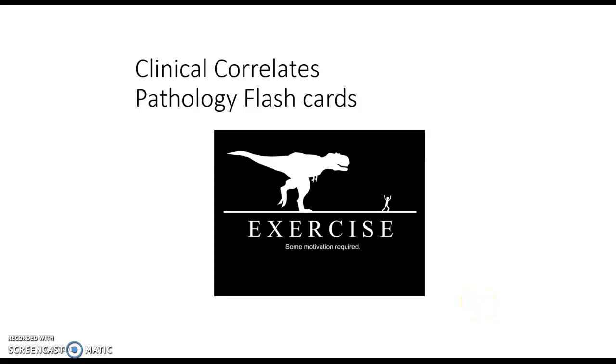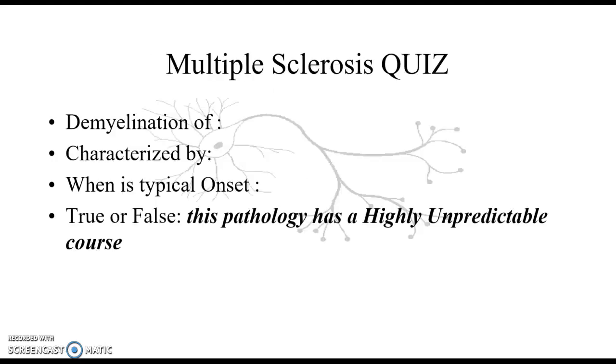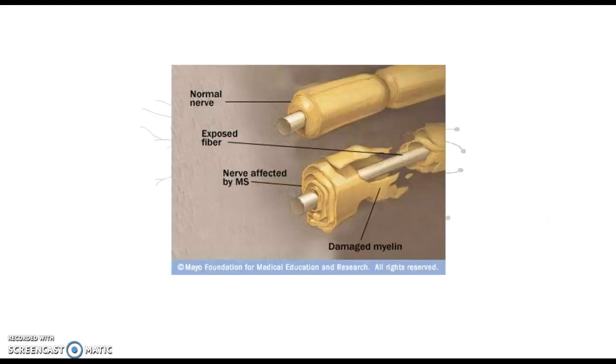Clinical correlates and a clinical application for pathology flashcards for module number 5. Our first pathology is multiple sclerosis. So here are your quiz questions. Go ahead and pause now to write down your questions and press play when you are ready.